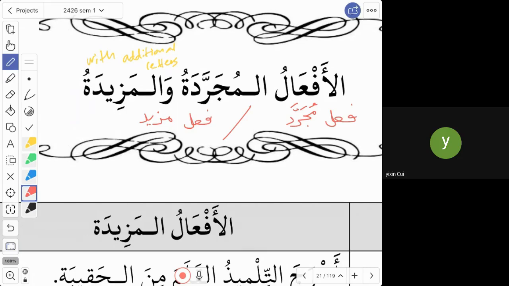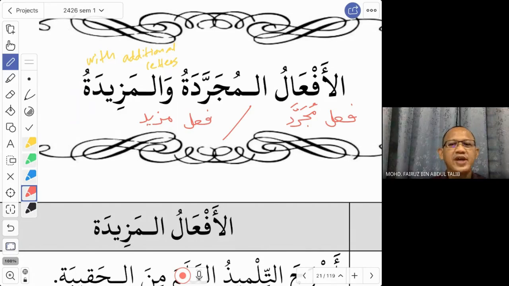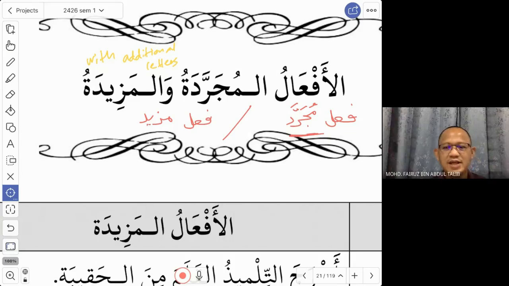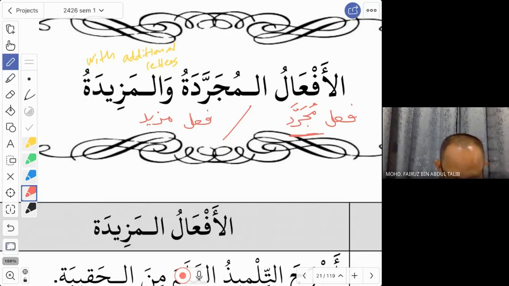So mujarrad and mazid, this is about whether the fi'l contains original huruf, original letters, or with additional letters. Okay, so when we say mujarrad, it is referring to the fi'l where all of the letters are the original huruf. What do you mean by original huruf here? The basic root. The basic root word. Yes, correct. The basic root word.